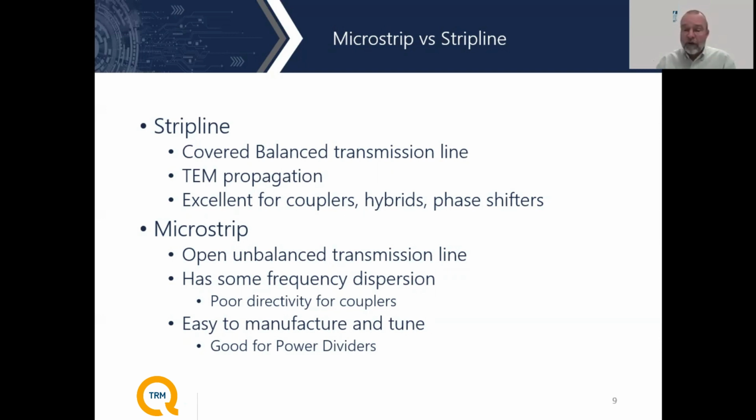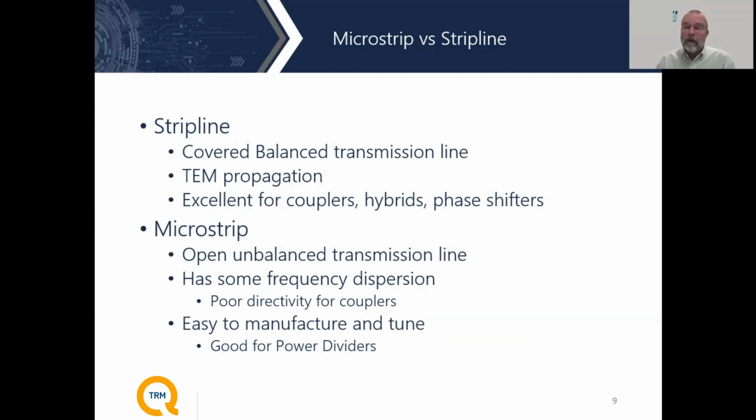A microstrip line only has one ground plane. There's a ground plane under the transmission line itself. It is what we refer to as an unbalanced line. The downfall, being a non-TEM mode propagation, is that there is some frequency dispersion. And what frequency dispersion means is that the time it takes for a signal to go down the line will vary with frequency.